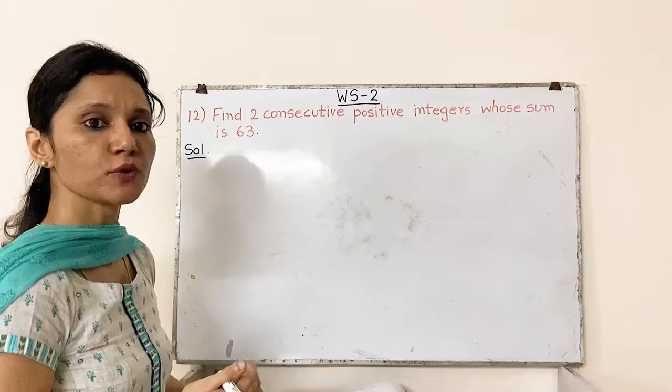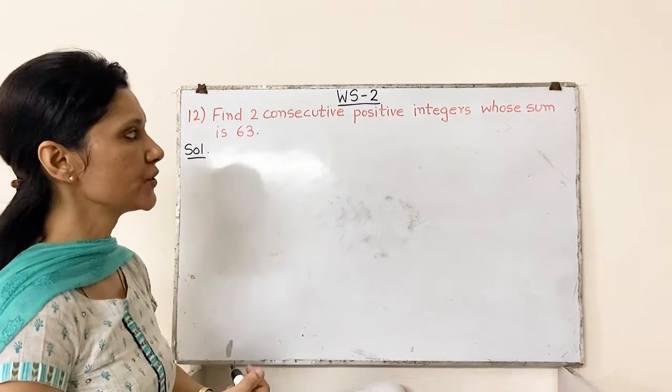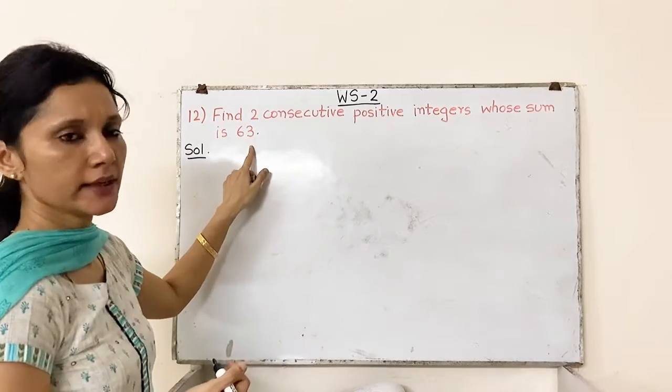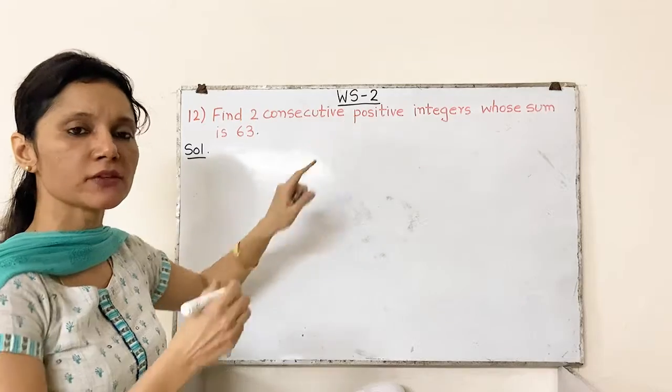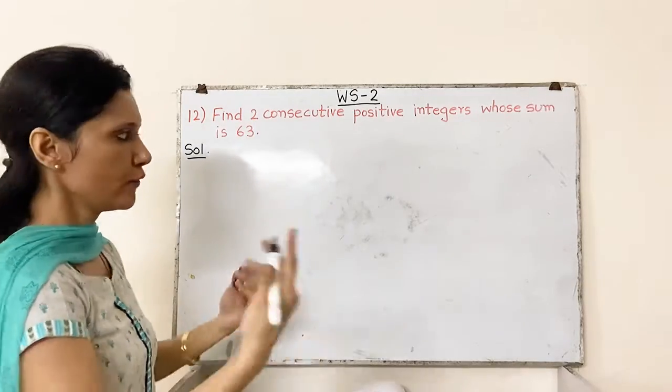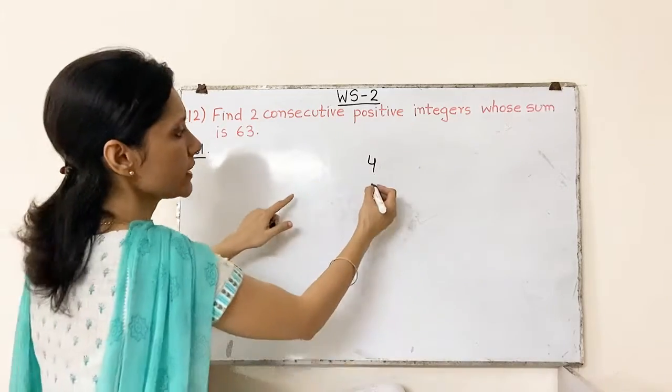I'm going to skip to question number 12. Find two consecutive positive integers whose sum is 63. Now here you can see the word consecutive. What does the word consecutive mean? Consecutive means one after the other. For example, if one number is 4, the consecutive number to 4 is 5.